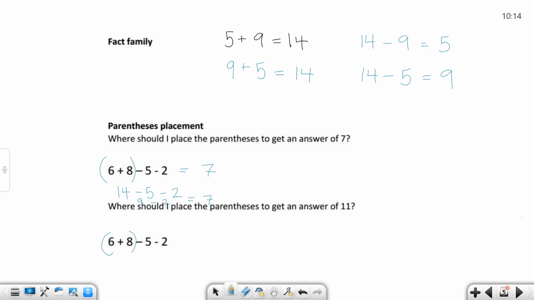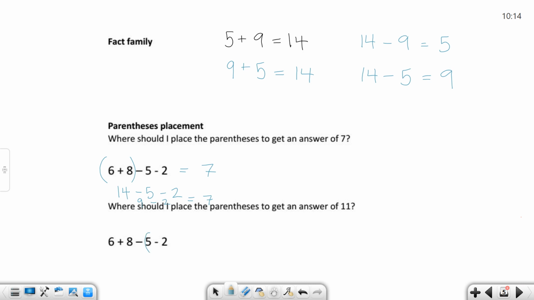So let's try the second one. Okay, so I know it's not going to be this one because we just tried that one. So let's try it here. This would be 6 plus 3 minus 2. Okay, so 6 plus 3 is 9, and 9 minus 2 would give me 7. Oh, I could have used that one for the top one. So there would be more than one answer to that top one. Okay, but that doesn't answer my question because I'm trying to get 11.